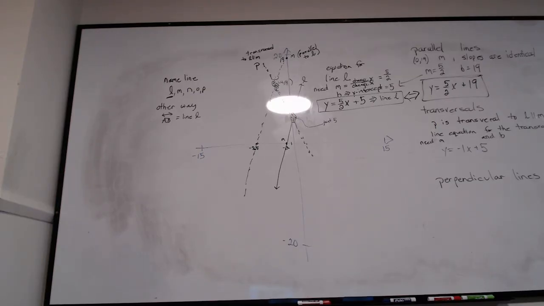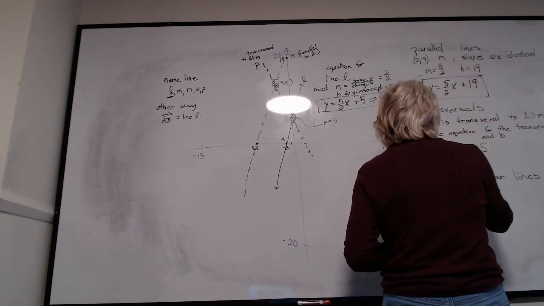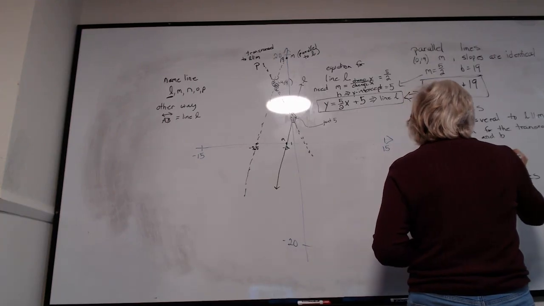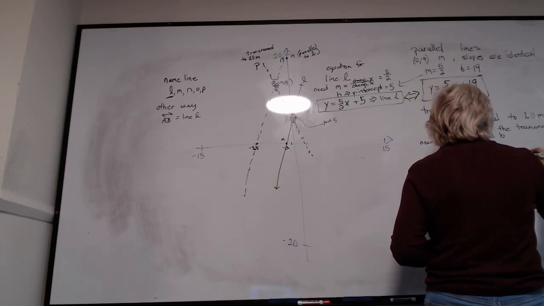Okay, so transversals are ones that you can actually choose. There's an infinite amount of different ones. So there's an infinite number of transversals.